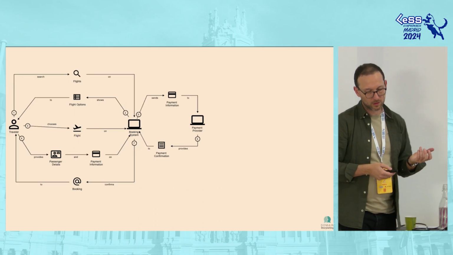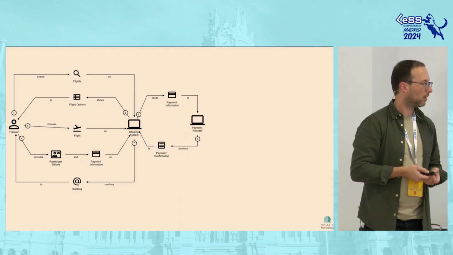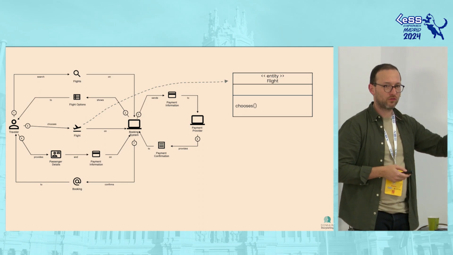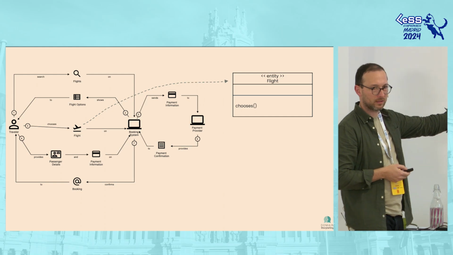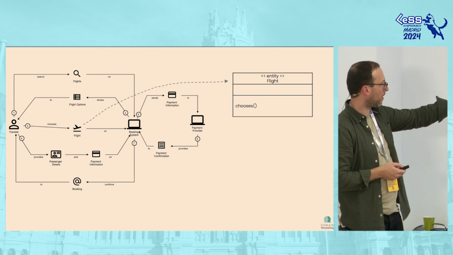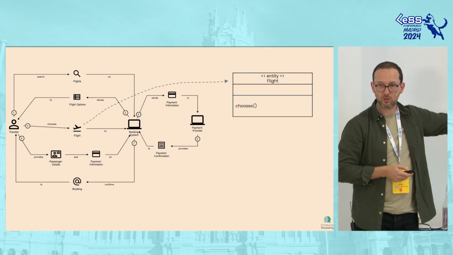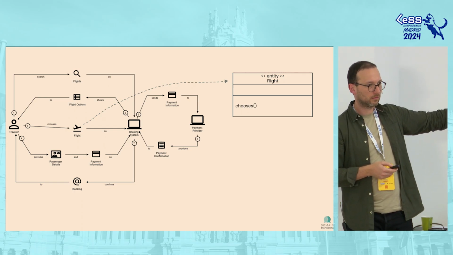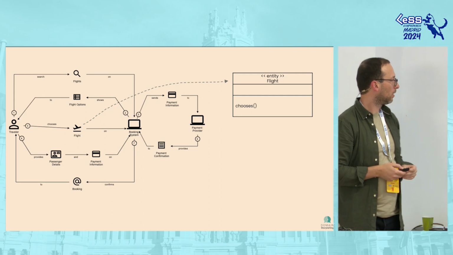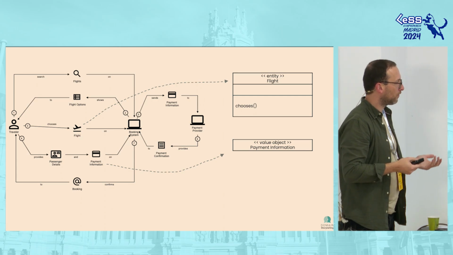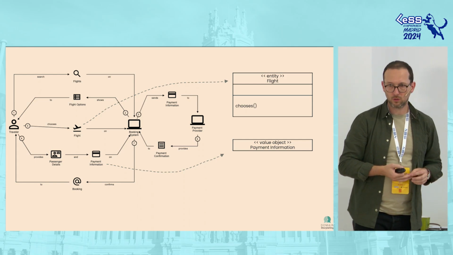Finally, what can you do with those domain stories besides having a shared understanding about the domain? You can derive even code from it. You can have a flight entity, right? Which provides a method which is called chooses flight. Because that's our domain language. I would now expect that something like this can be found in the code. There are payment information objects. It's a value object maybe, which you can use in your code.